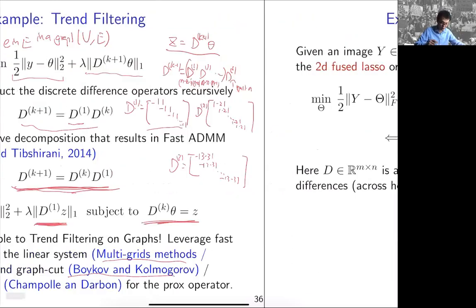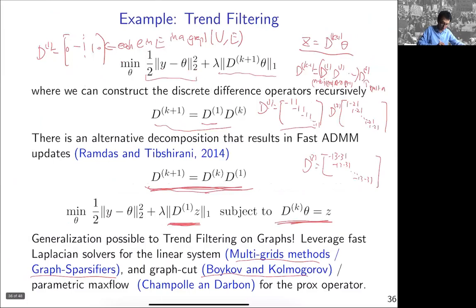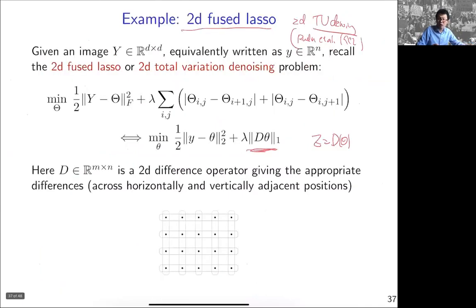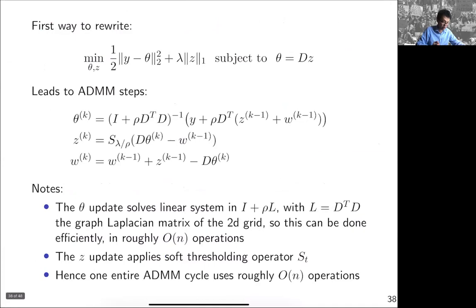You have to use the Boykov-Kolmogorov or parametric max flow algorithm for a particular graph that is a 2D grid. Even though they are fast in some cases, they are not really a worst-case linear time algorithm. So can we do better than doing this type of decomposition?